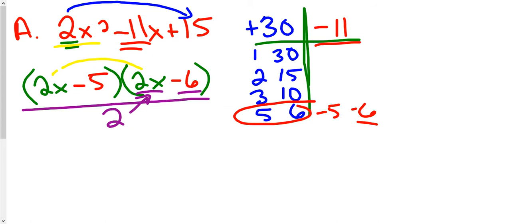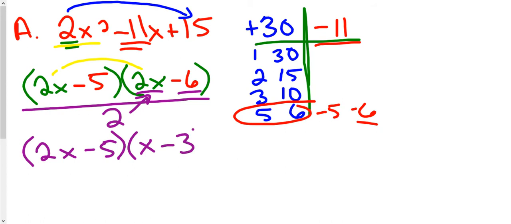So if I go ahead and divide that by 2, the left side will stay the same. 2x minus 5 won't change. But on the right side, I'll take 2x divided by 2, that's just x. Negative 6 divided by 2, that's negative 3. Once I've done this last step of dividing a 2 back out, this is now my final answer.